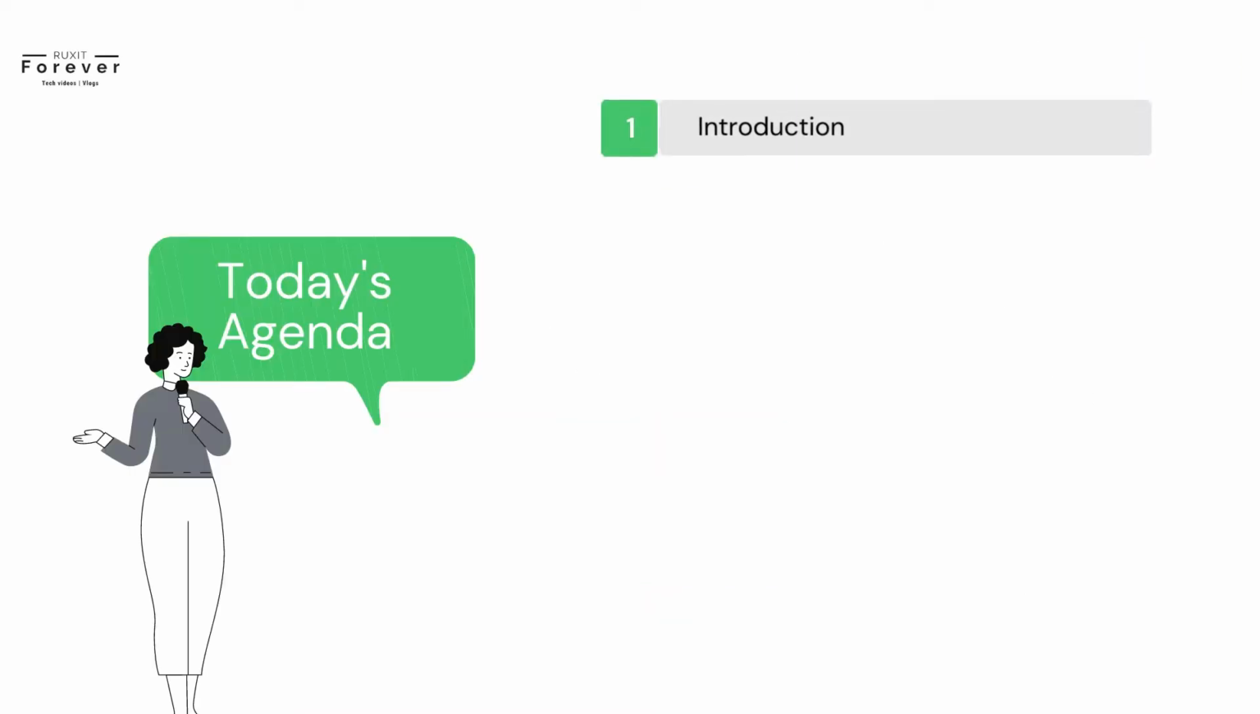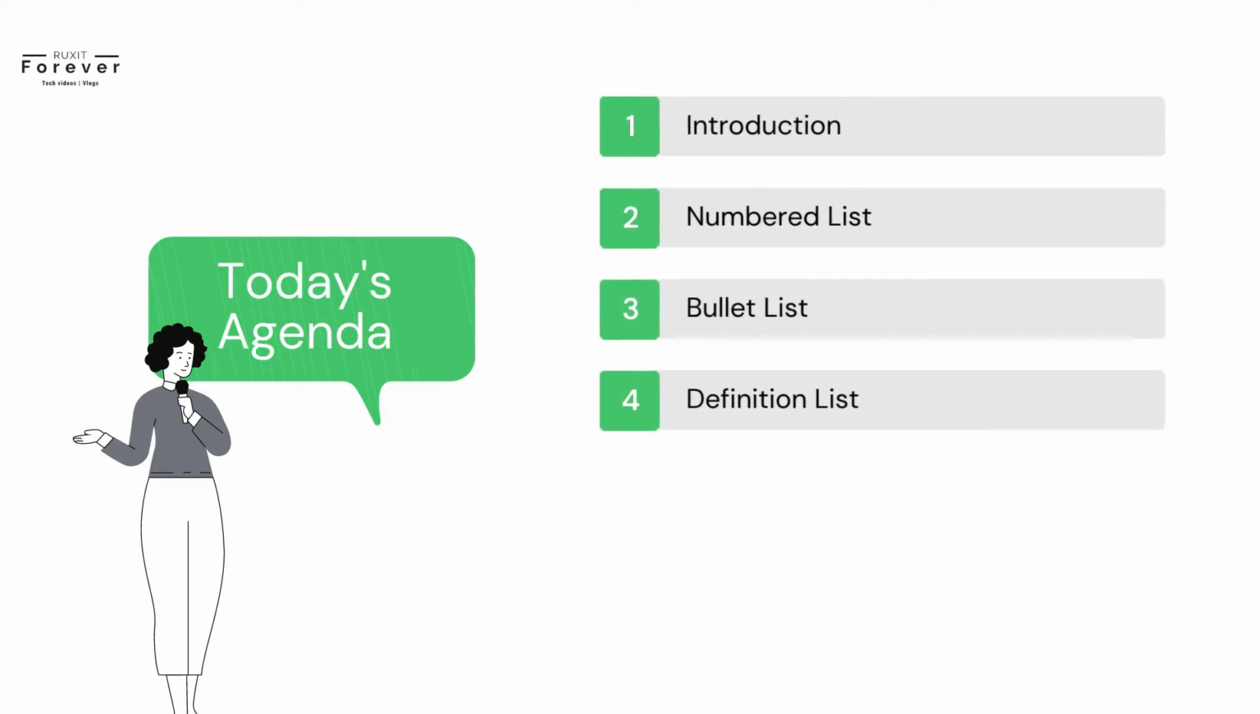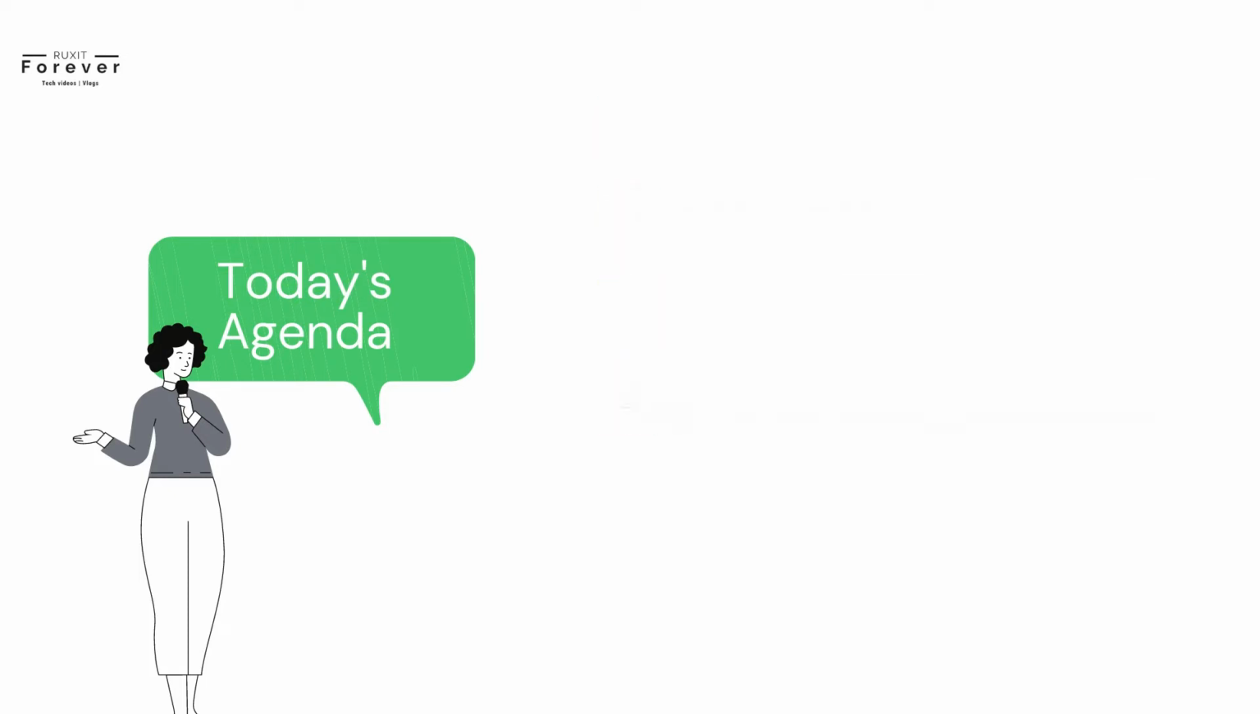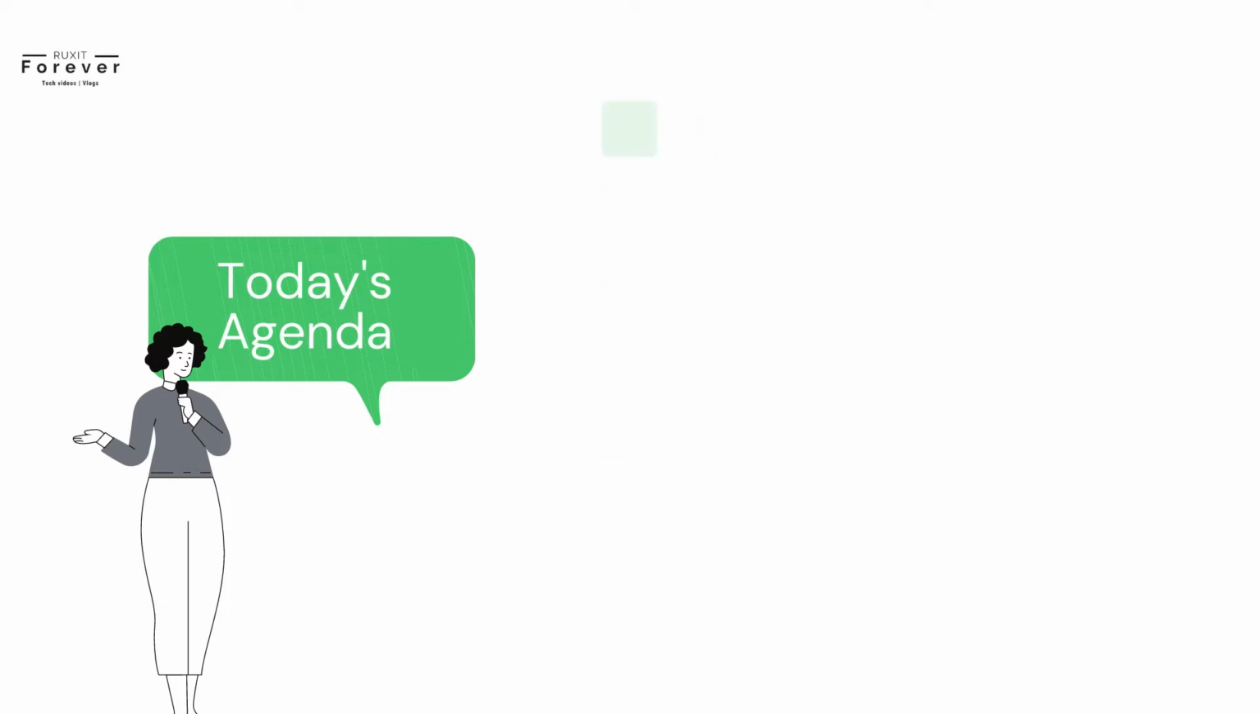What's today's agenda? Firstly, we will learn about different kinds of lists. Secondly, we will learn numbered lists, bullet lists, and definition lists. Finally, we will work on practical examples. And in the last, we see the summary.